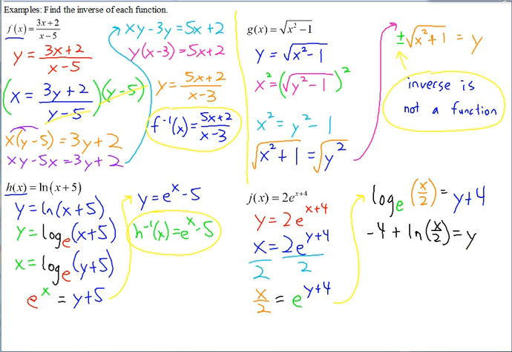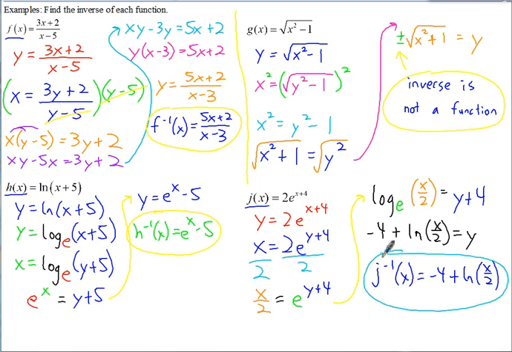And then the original function was j of x, so we can write the inverse like this. The inverse of j of x equals negative 4 plus the natural log of x over 2. And that concludes the notes for AP Calculus on the topic of functions.